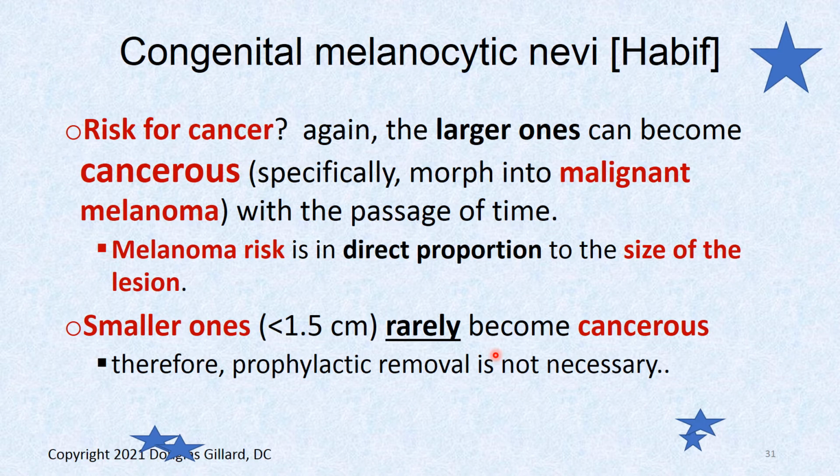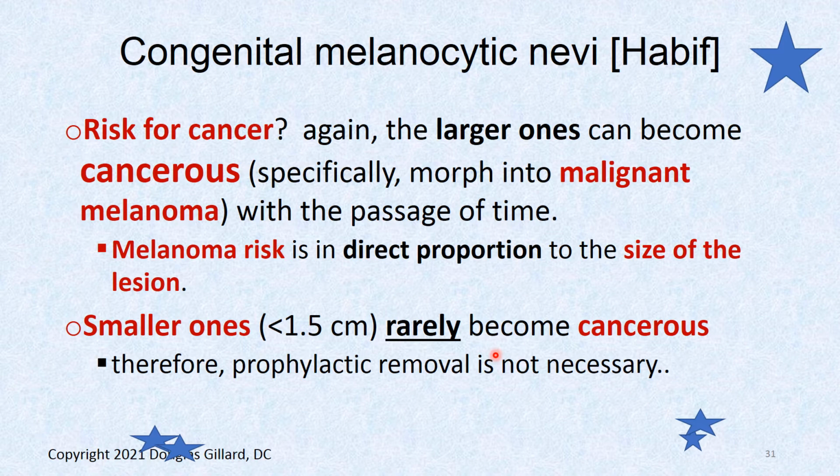What's the risk for cancer? The large ones can become and do become cancerous, so you have to be careful with those. A rule of thumb is the risk for melanoma formation, and when they become cancerous, because they're a precursor to a melanocyte, they are melanoma. So the risk is proportional to the size of the lesion. So the bigger it is, the bigger the chances it has of becoming cancerous.